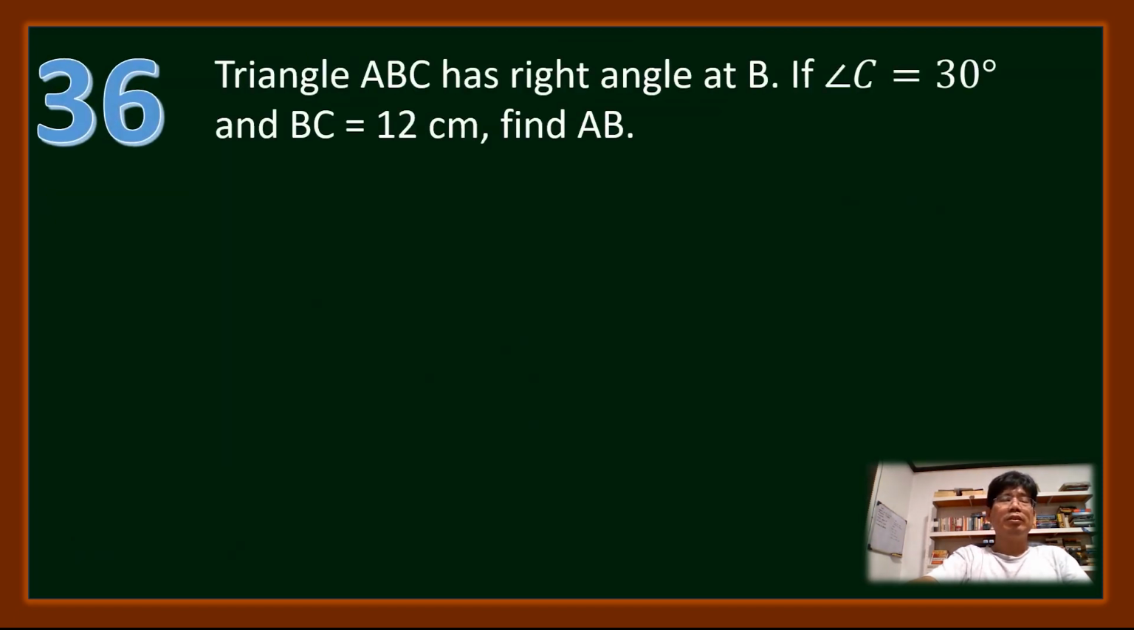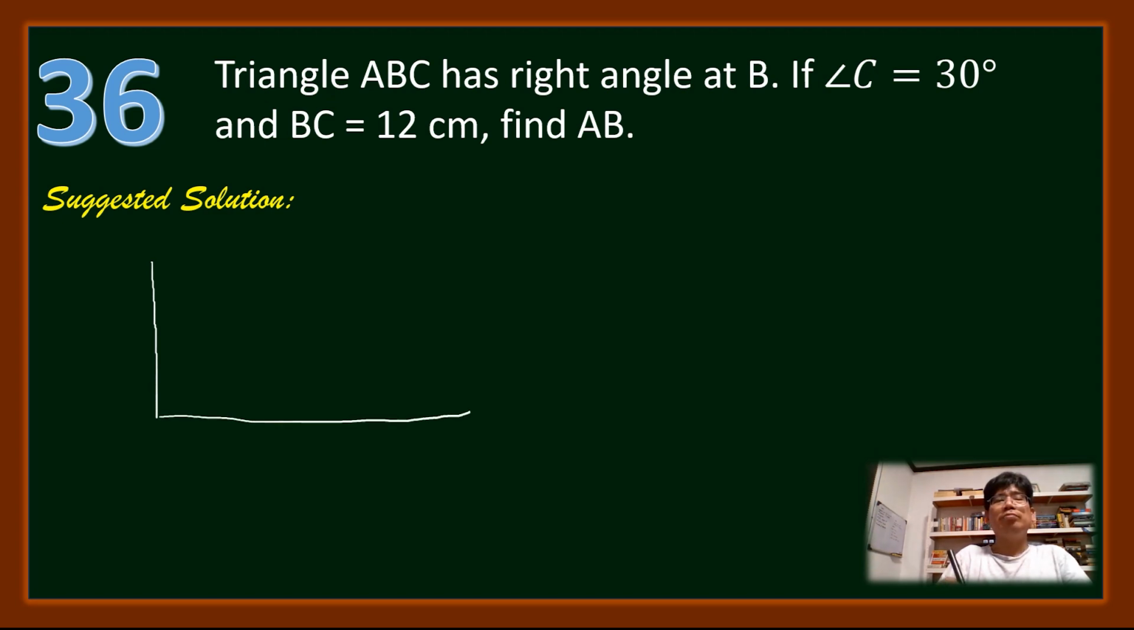Number 36. Triangle ABC has right angle at B. If measure of angle C is 30 degrees and BC is equal to 12 centimeters, find the length of the side AB. For our suggested solution, let us illustrate the right triangle described in the problem.